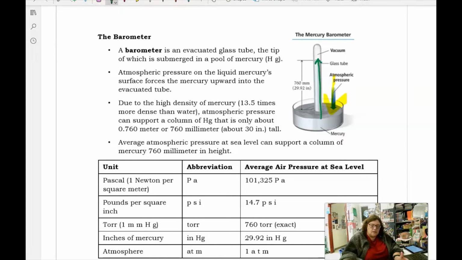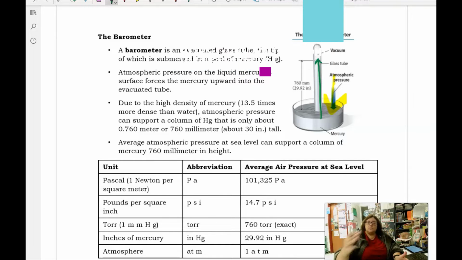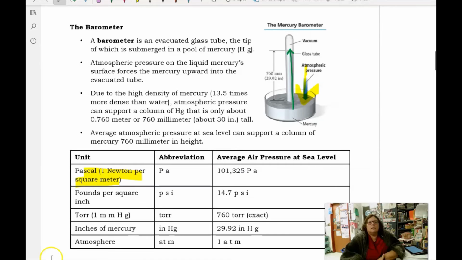And if that pressure increases, if there's more air pushing down, it would cause the mercury inside of a mercury barometer to go up. That's when the weatherman might say the mercury is rising, and that means it's higher pressure. If the mercury is falling, it's lower pressure. So let's watch this little video about barometers.